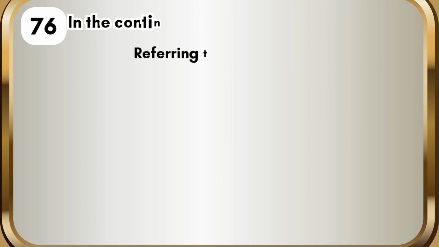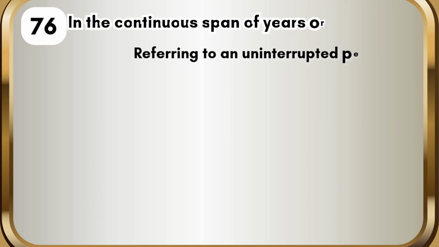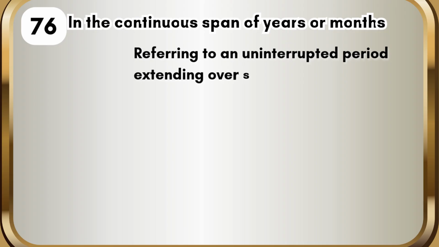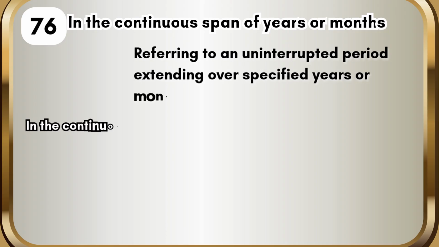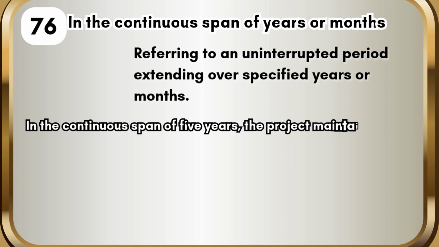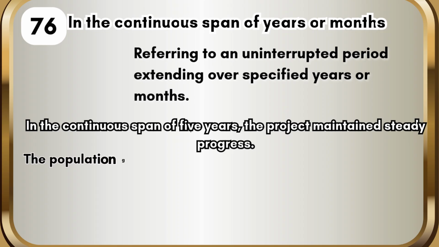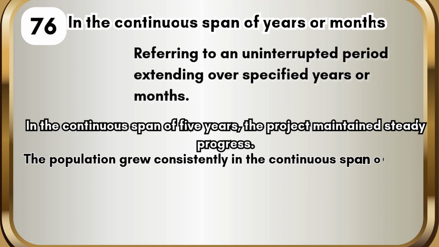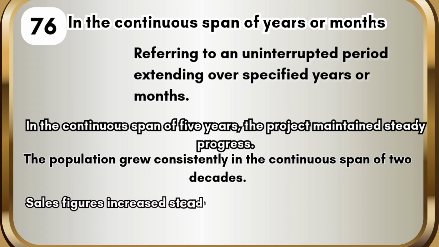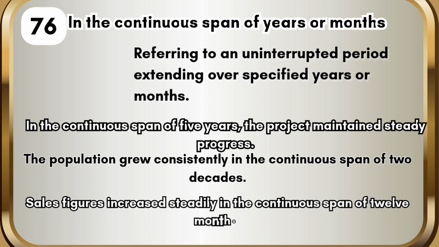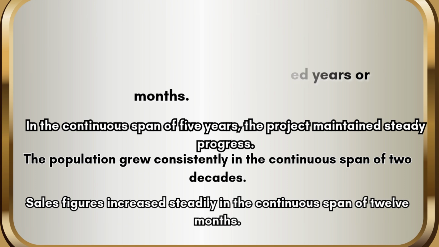In the continuous span of years or months, referring to an uninterrupted period extending over specified years or months. In the continuous span of 5 years, the project maintained steady progress. The population grew consistently in the continuous span of 2 decades. Sales figures increased steadily in the continuous span of 12 months.